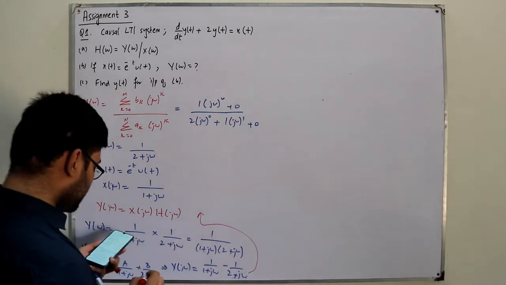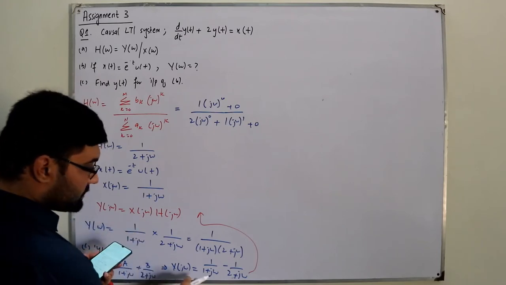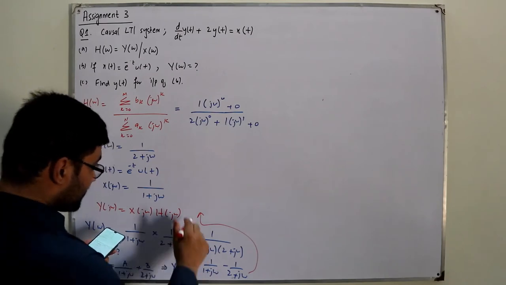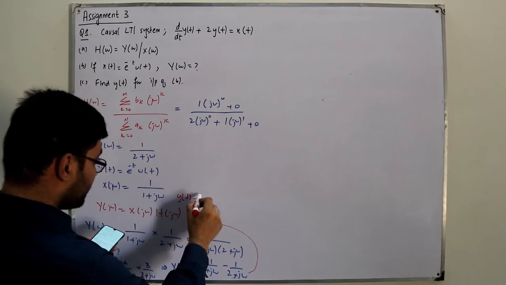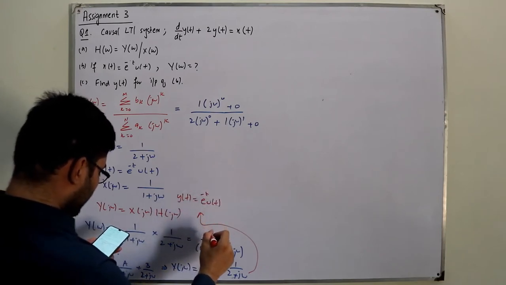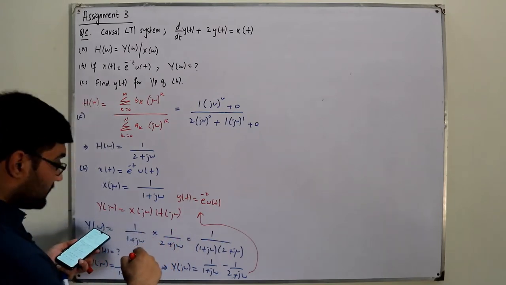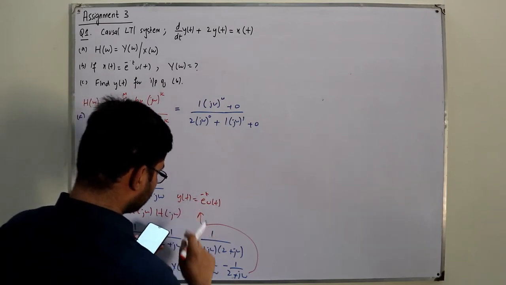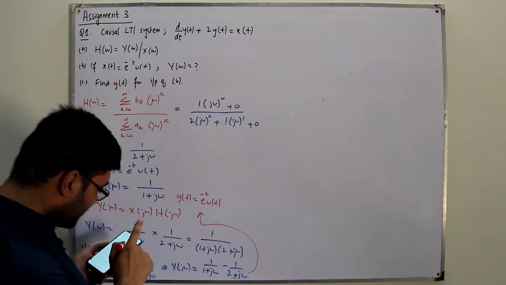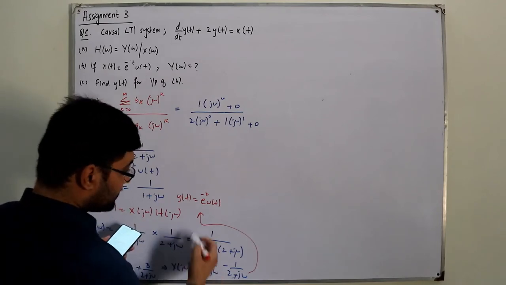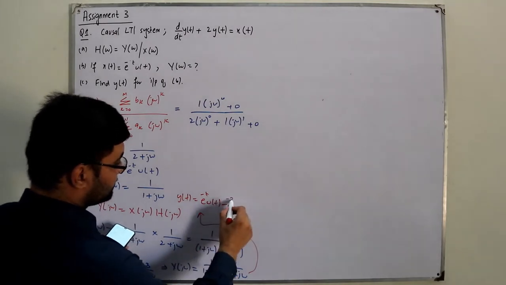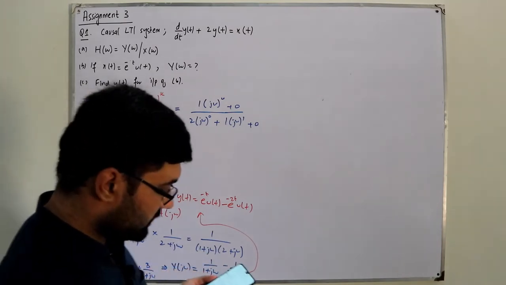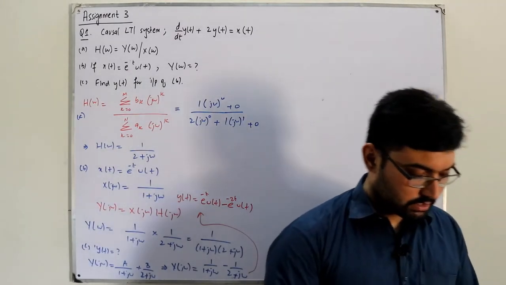You know the formula for inverse. And what would you do? You have y of t would be exponential of negative t into u of t for this one. And then a minus sign also, okay? Exponential of minus 2t u of t for this one, with a minus. So this is your overall question number 1.